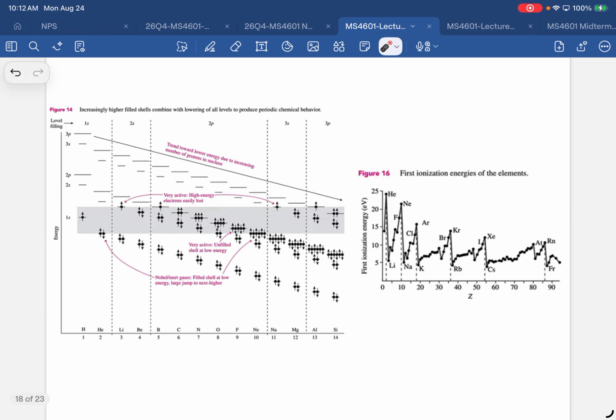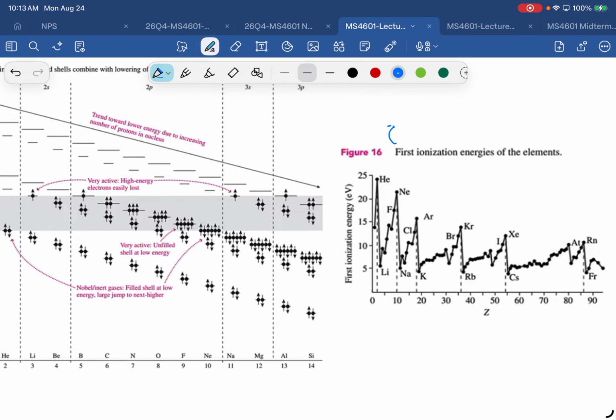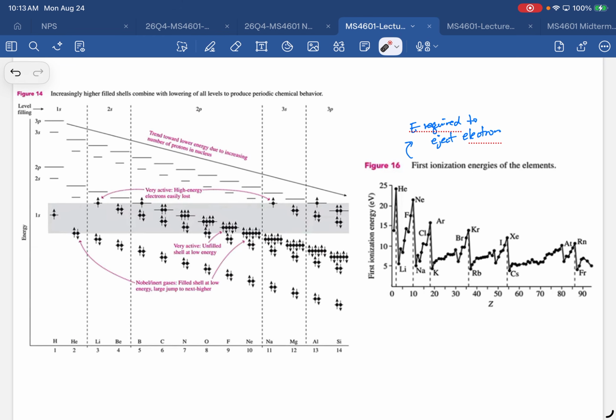Also, this can be translated to the first ionization energy of the elements. Okay, so ionization energy means the energy required to eject an electron. Okay. So for example, if you look at helium and niobium here, in this case, it takes a lot of energy, right? It's a kind of peak. Okay, it takes a lot of energy to eject an electron out of it, because helium and niobium are very stable, so it's hard to take an electron out.